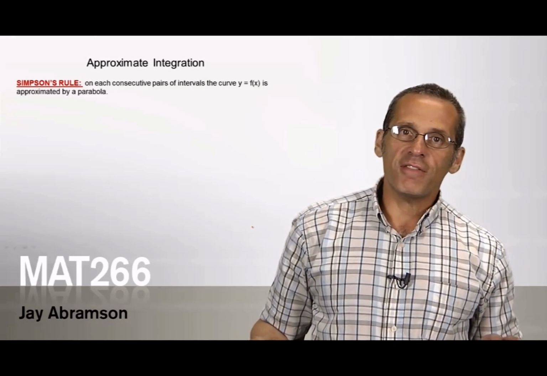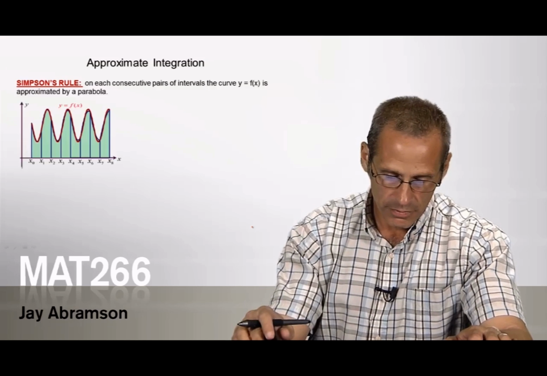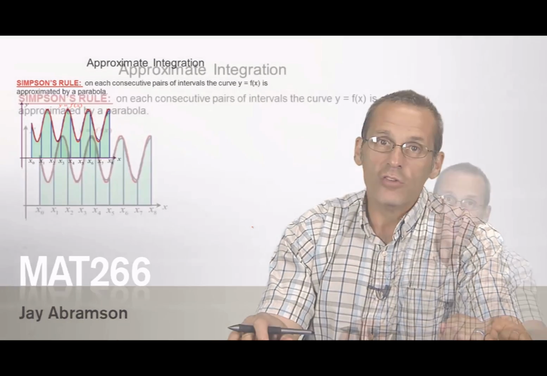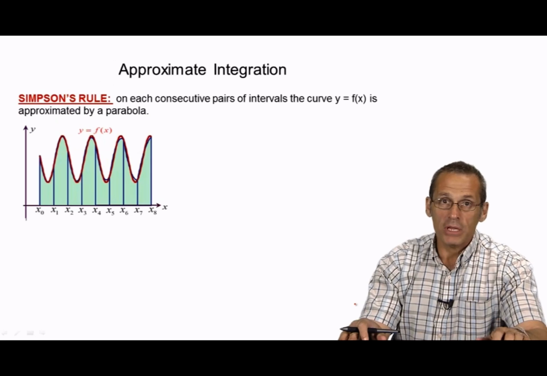We have a fifth means to approximate a definite integral, and that is with Simpson's rule. Here, each consecutive pair of intervals on the curve y equals f of x is approximated not by a rectangle, not by a trapezoid, but by a parabola. The picture in front of you indicates that if you're trying to find the area under the curve y equals f of x from x sub 0 to x sub 8, you would find the area underneath each subsequent parabola.